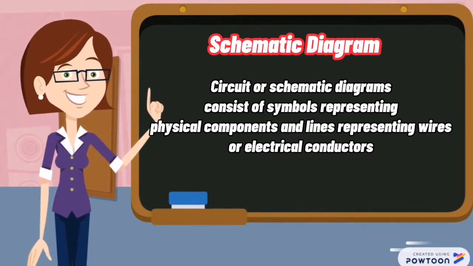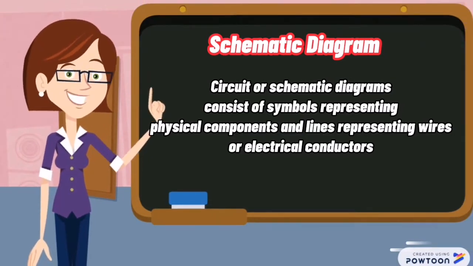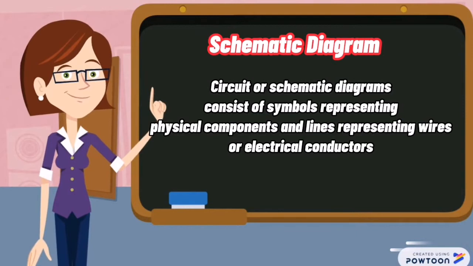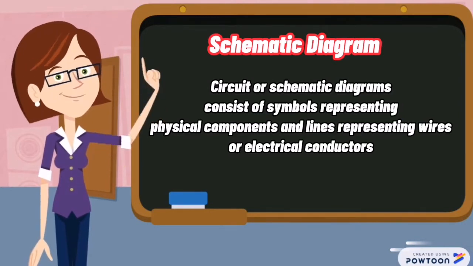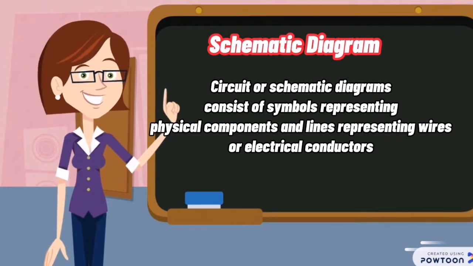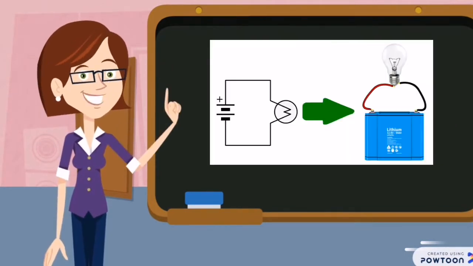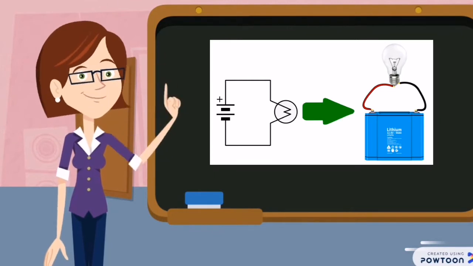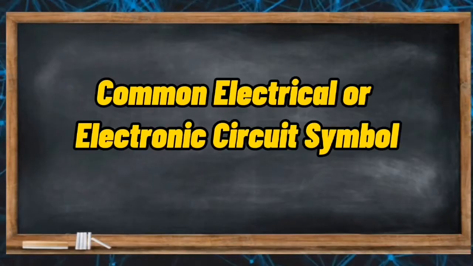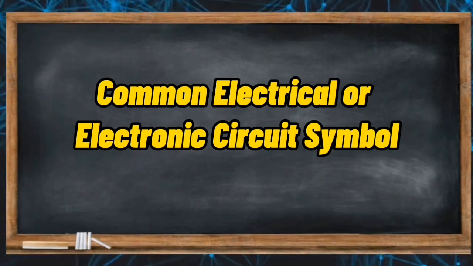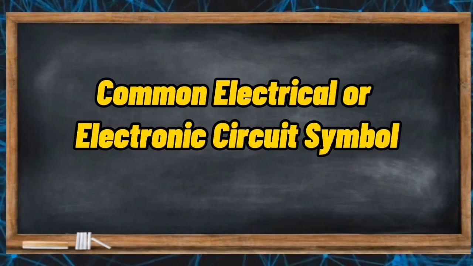It is a circuit or schematic diagram consisting of symbols representing physical components and lines representing wires or electrical conductors. In short, a schematic diagram is a representation of an electrical circuit. This is an example of a schematic diagram. Now, let's go to the common electrical or electronic circuit symbols.